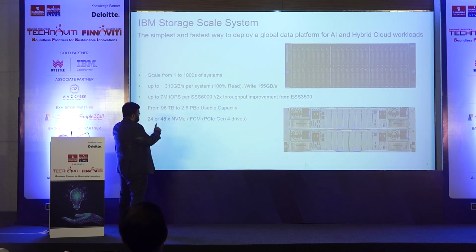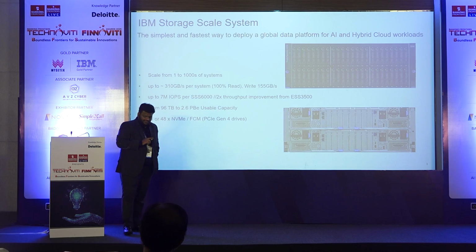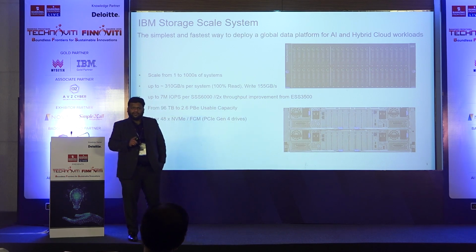This is the normal interface. I'm not going to go through line by line, but this is a modular kind of a storage which we have. The model is called Storage Scale 6000, and it can offer you up to 310 gigabytes per system. The newest model in this could offer you up to 800 gigabits of throughput, right?